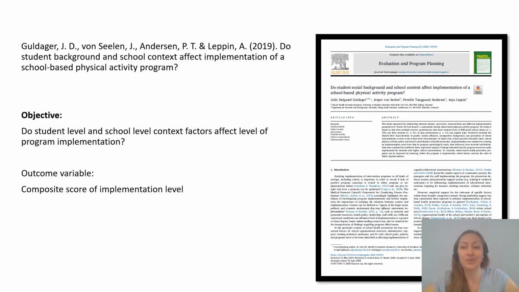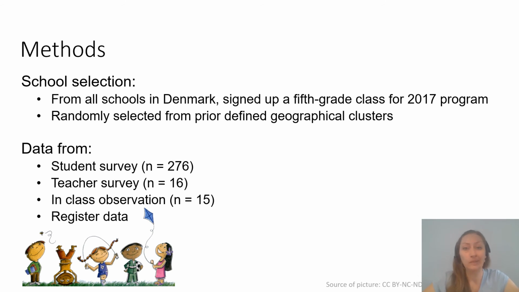So how did we do this? Well, from a list of all the schools in Denmark which had signed up a 5th grade school class for the program, we recruited 16 schools. Data came from a student survey, a teacher survey, in-class observation, and register data.